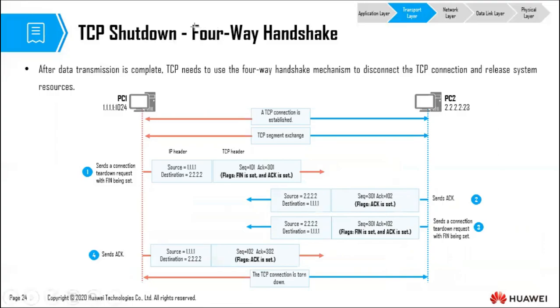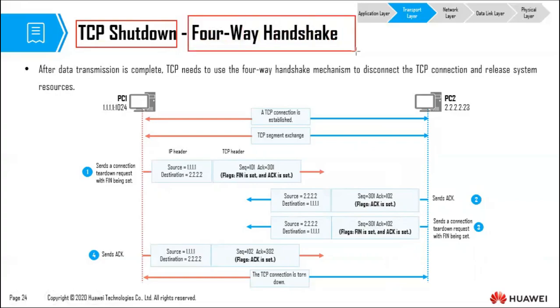Normally you have to disconnect. We called it connection oriented, right? When you connect, it means at the end you have to disconnect. The disconnection of TCP is also called TCP shutdown, and it occurs in what we normally term as the TCP four-way handshake. After data transmission is complete, TCP needs to use the four-way handshake mechanism to disconnect the TCP connection and release the system resources. Are you together? So let's see how that is done.